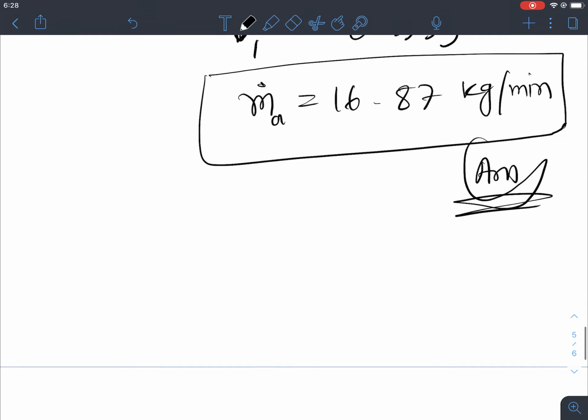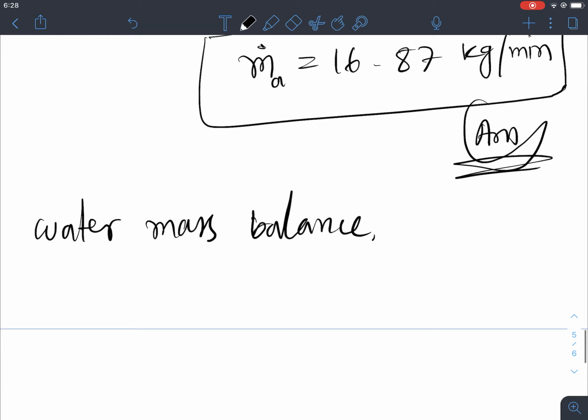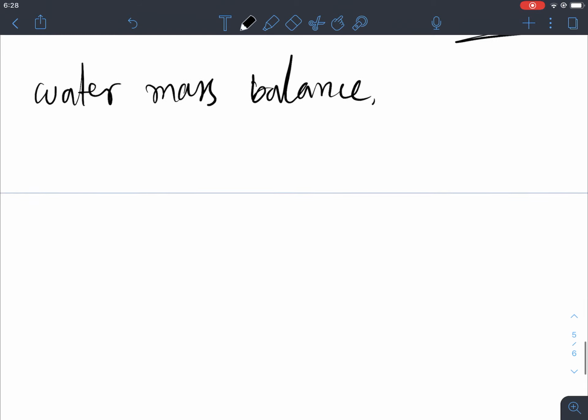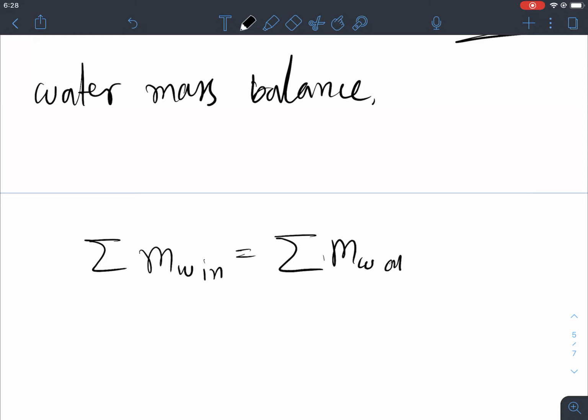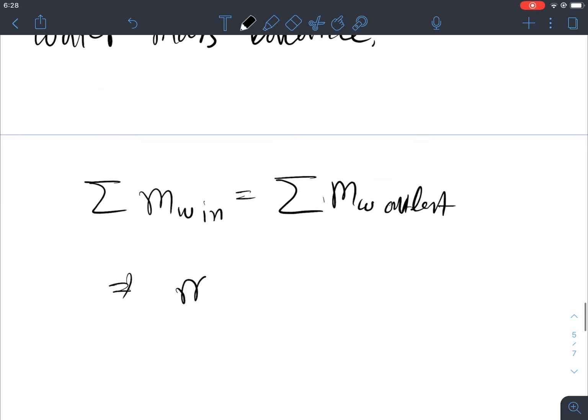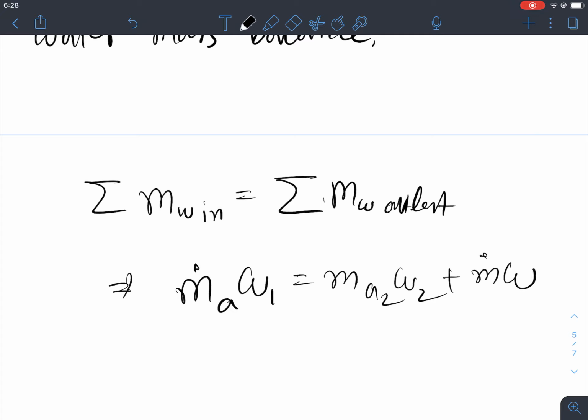So this is the air mass flow. Now if we do the water mass balance, right, which is the summation of mass of water at inlet equals the summation of mass of water at outlet, right? So this is nothing but mass of air times omega 1 equals m_a2 omega 2 plus m times omega, right?